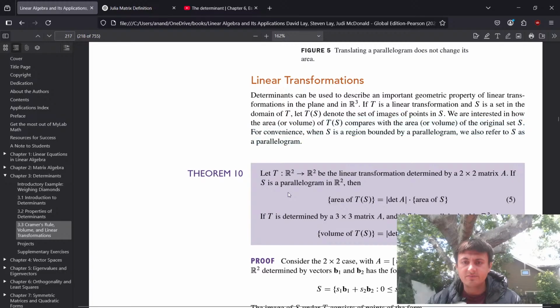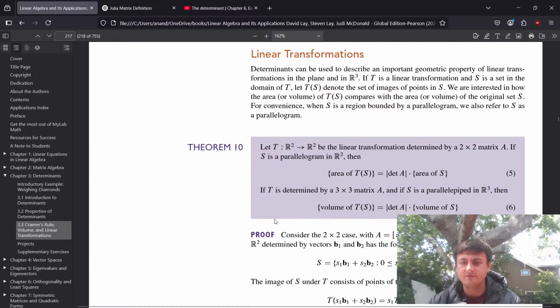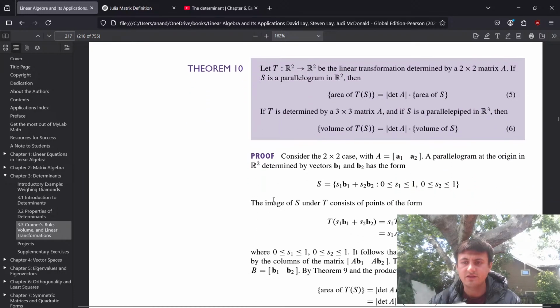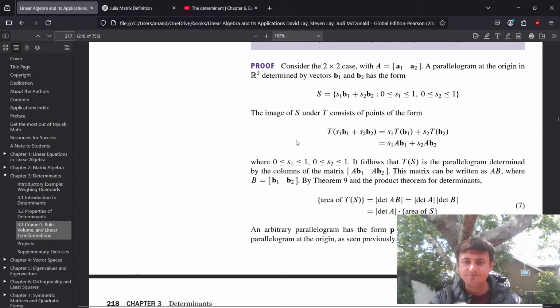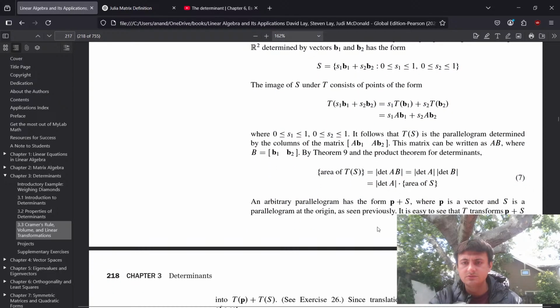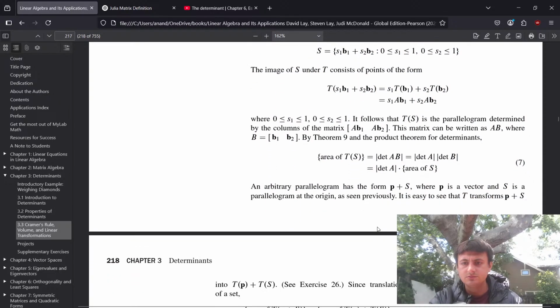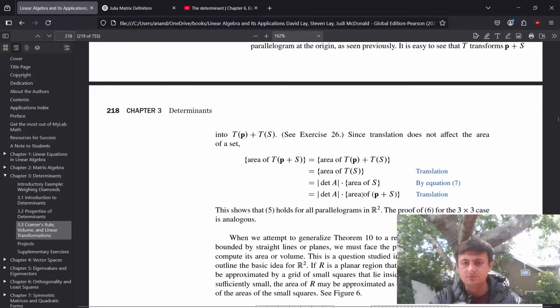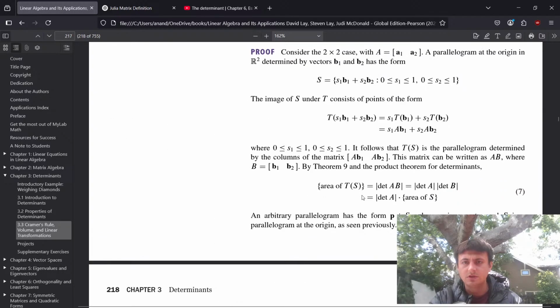Okay. If S is a parallelogram, then the area of T of S is going to be the determinant of A times the area of S. Yeah. Okay, fine. We get the basic geometric things. I'm sure that they're restricting it to just the plane and a basic volume, but I'm pretty sure that that holds for any dimension. All right, we'll read through the proof.